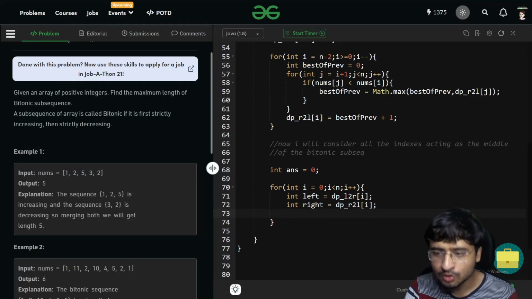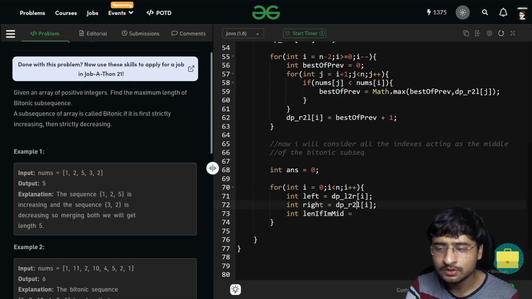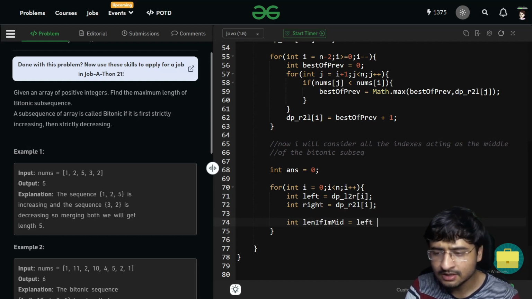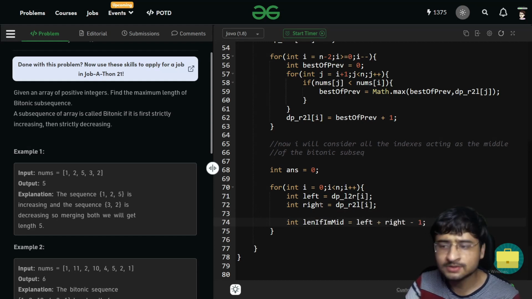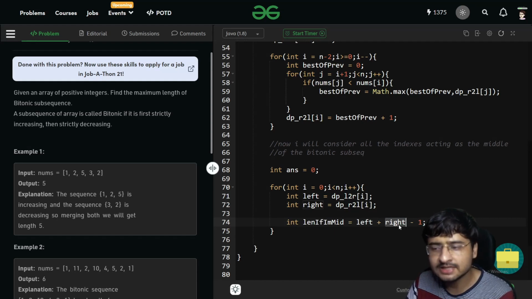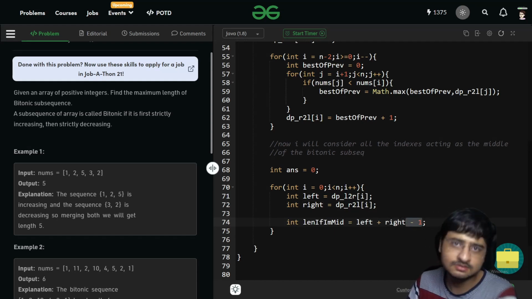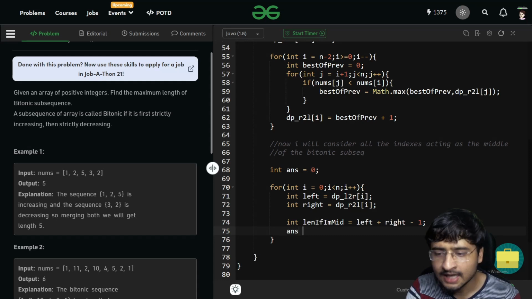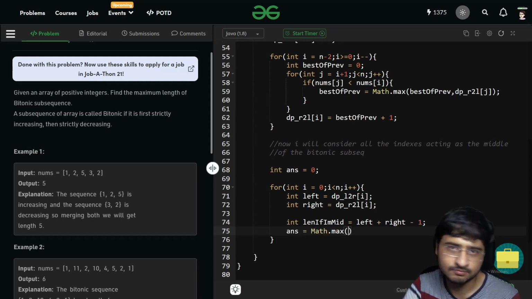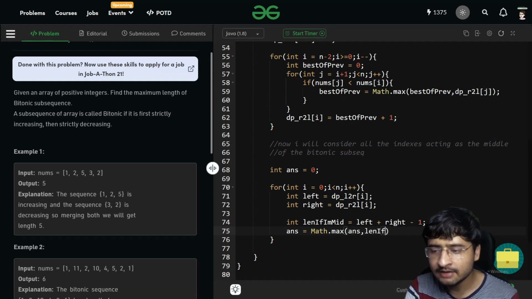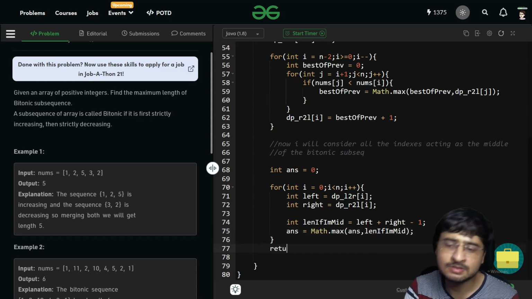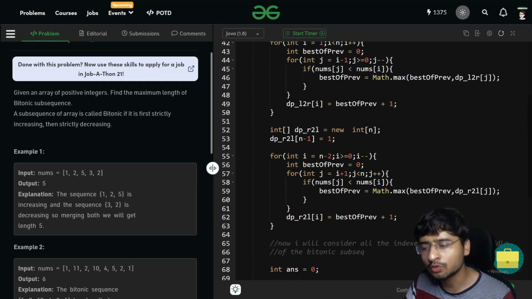So you can say integer length, if I am the middle, is equal to left plus right minus 1, because the ith person is calculated in left as well as in right, so I have to decrease its single frequency. And answer will now be the max of answer and length if I am the middle. In the end, I will simply return the answer, and that would be the whole code for this problem.